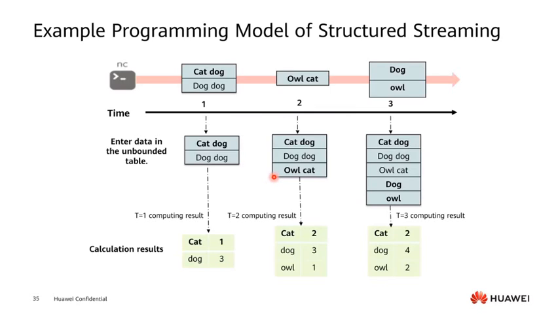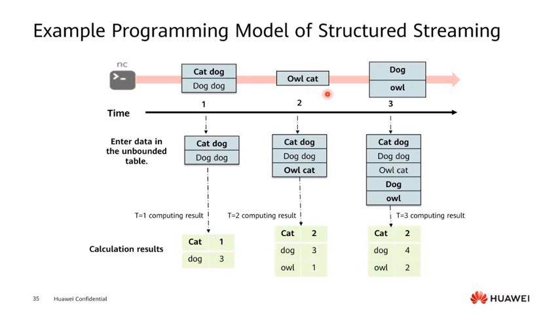To illustrate the usage of this model, let's have a look at a typical example, the word count example. The first line is the input. On the first time point, we get our data, cat, dog, dog, dog, like this. Then, Spark adds them into the table. And the query action generates the result table like this. The result table would be stored into HDFS eventually.